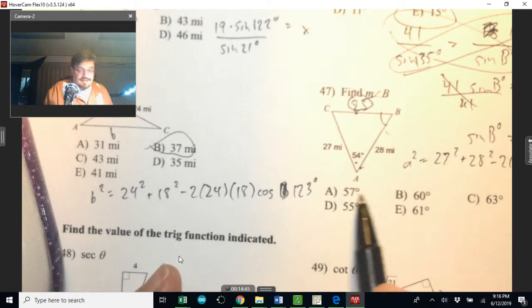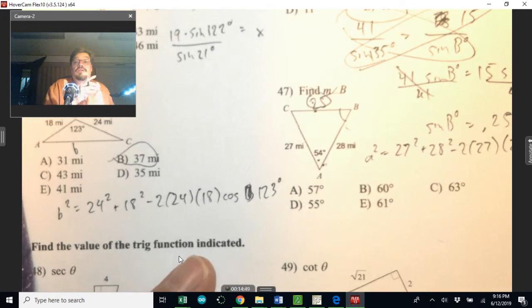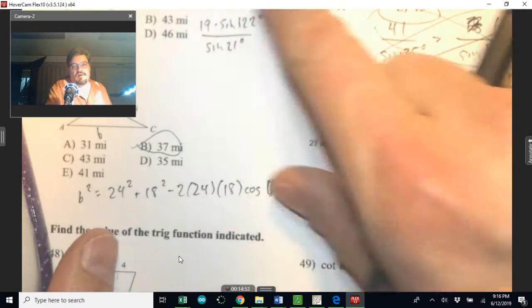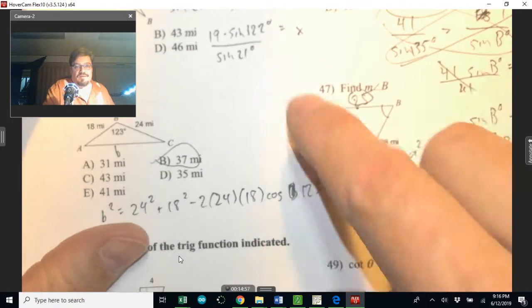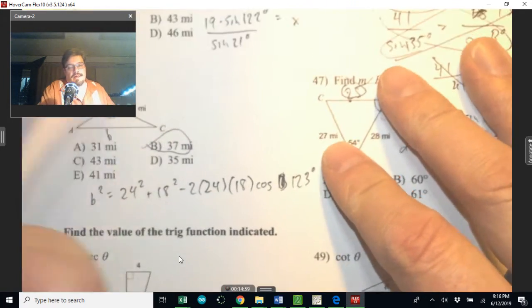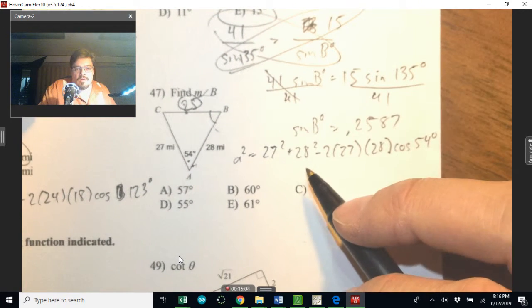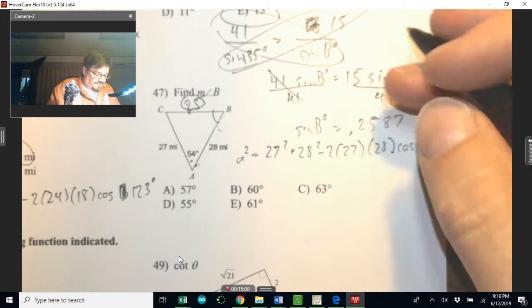Now you will not see 25 there because notice it's in degrees. We're trying to find B. Now there's only going to be one of these on the test. Of all these four, there's only going to be one of these and one of the law of sines. So keep that in mind. So with that, then we have 25.